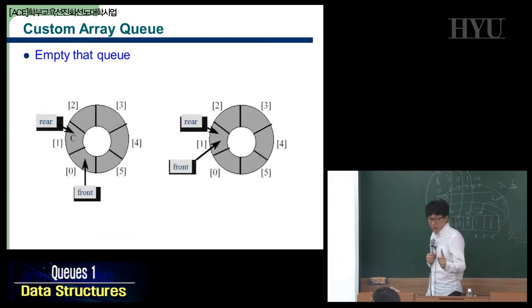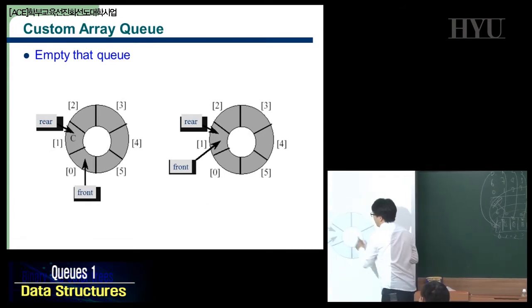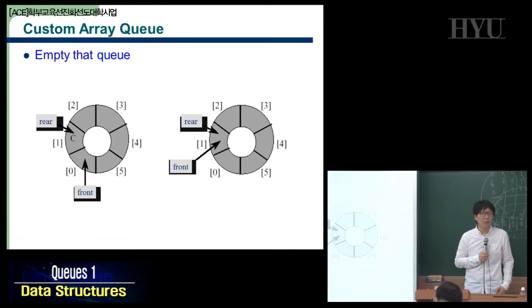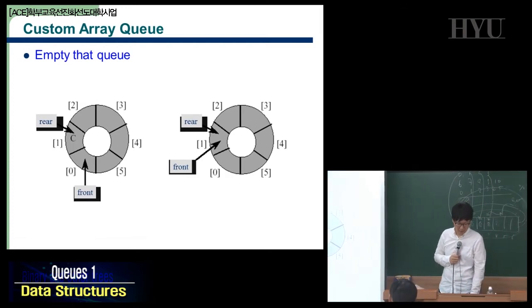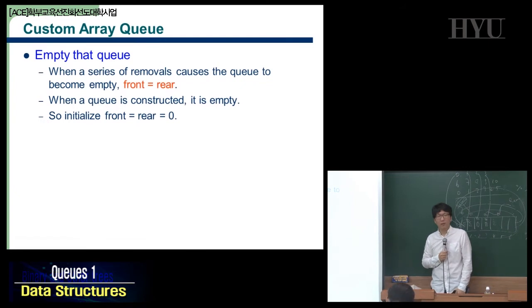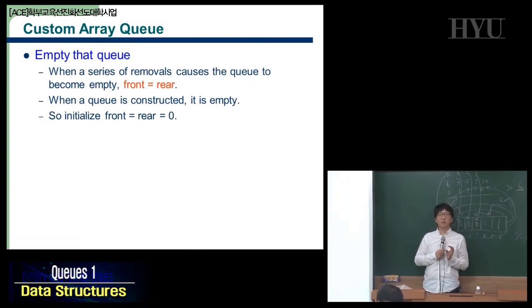Continue, continue. Now I'm here. Both are pointing to the same location. This can happen, right? We are in circular ways. Then what? That was just for emptying the queue. I'm removing every element in the circular queue. And at the last point, the front and rear will meet each other in one position. That's the empty queue.